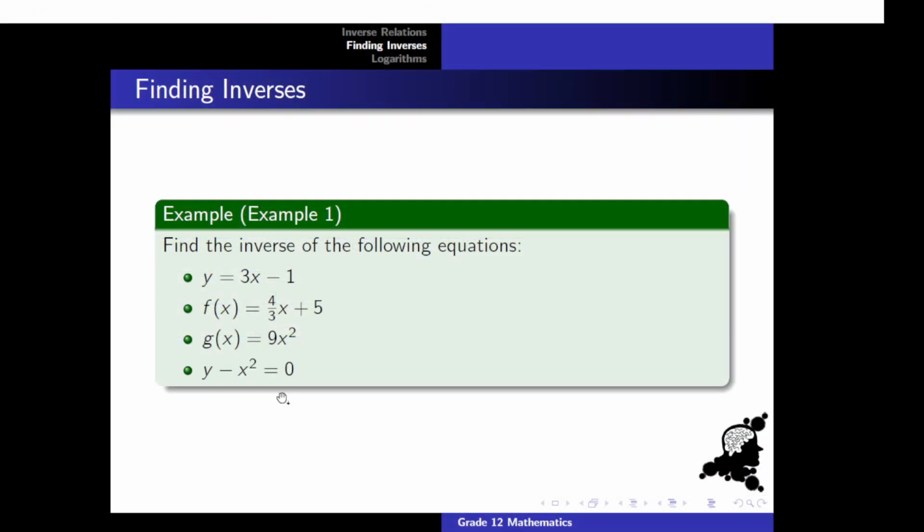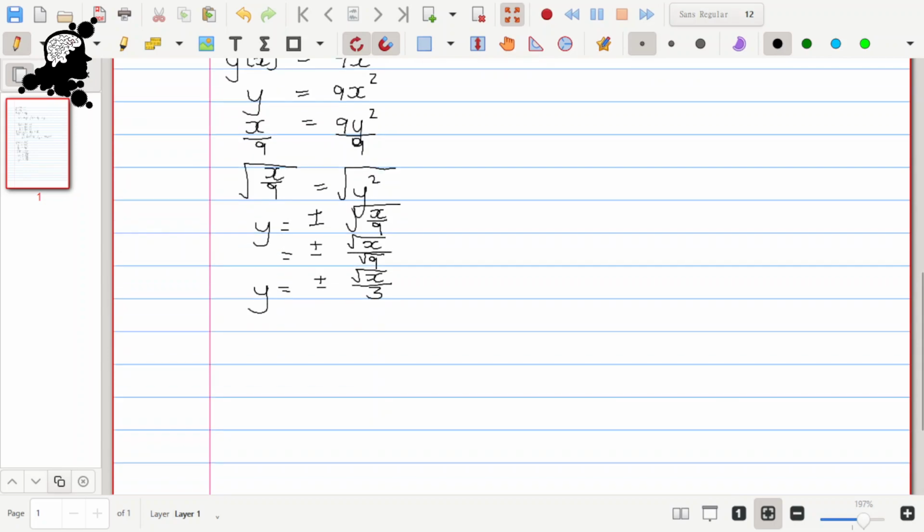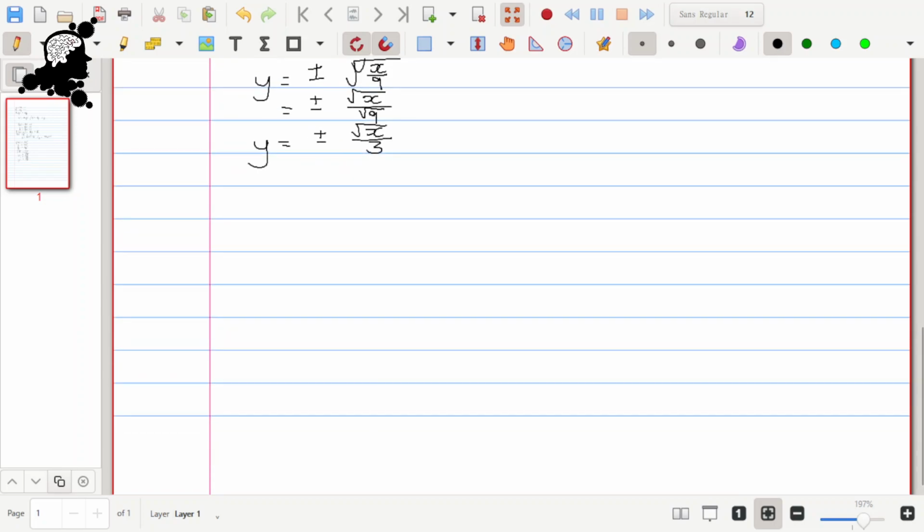The last question we have is y minus x squared equals 0. Alright, let's go down for some room. We are looking at y minus x squared is equal to 0. Now we said that we need to start off with our equation beginning in the form y is equal to. This is not the case here. So what I need to do is take x squared to the other side. So I've got y is equal to positive x squared.